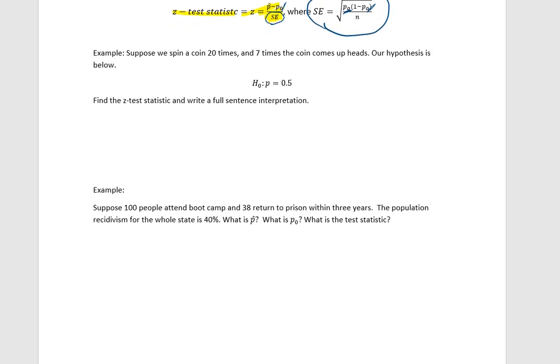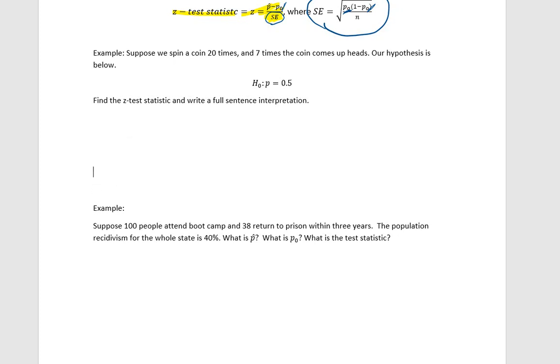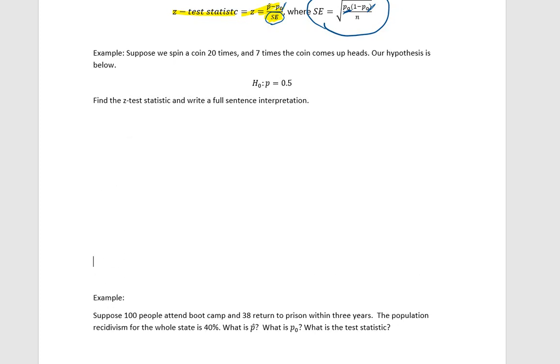So for example, say that we spun a coin 20 times and 7 times that coin comes up heads. Our null hypothesis is that p equals 0.5, and we want to find the z-test statistic and write a full sentence interpretation. So I'm going to give myself a little bit more room. So first off, z equals p hat minus p naught over SE. So here are the ingredients we need. We need p naught, which is this value right here.